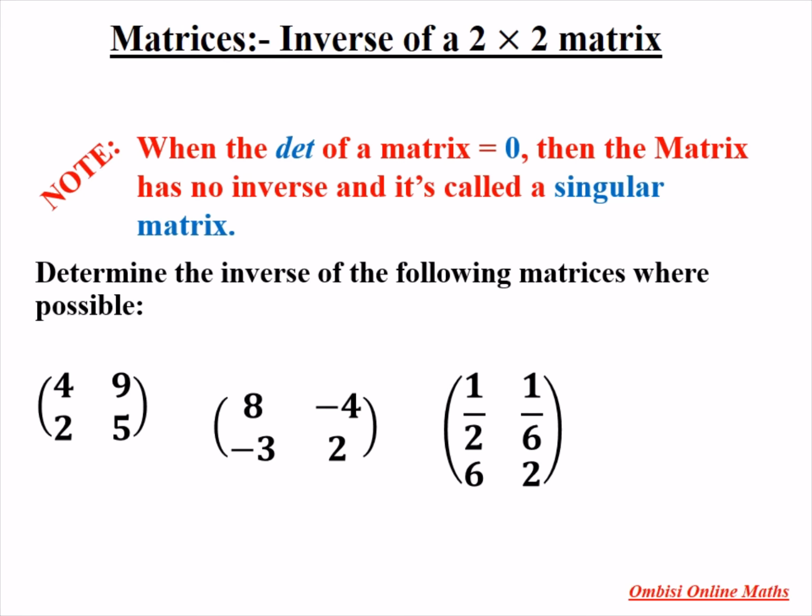For you to determine the inverse of a matrix, first of all, you need to determine the determinant. Then after you've determined the determinant, you interchange the elements in the leading diagonal, and for the elements in the secondary diagonal, you reverse the signs.